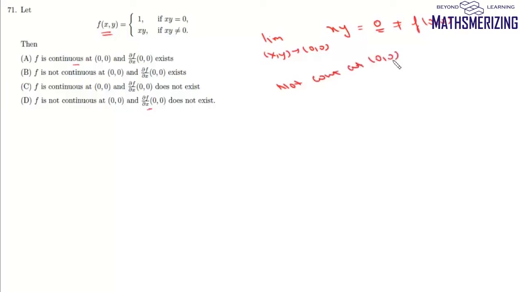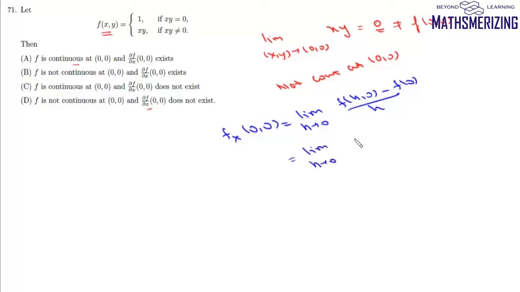at (0, 0). Now we'll find fx at (0, 0), which will be this limit, h tends to 0, [f(h, 0) minus f(0, 0)] upon h. So it will be simply this limit, h tends to 0, f(h, 0) will be 0 minus f(0, 0) is 1, upon h, and this value tends to minus infinity. So that means this function is not continuous and the partial derivative does not exist. That's your option number D.